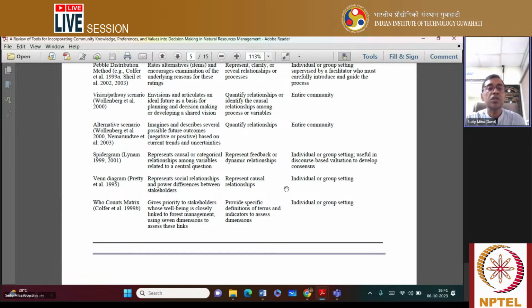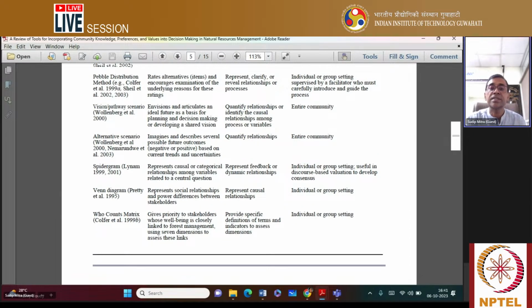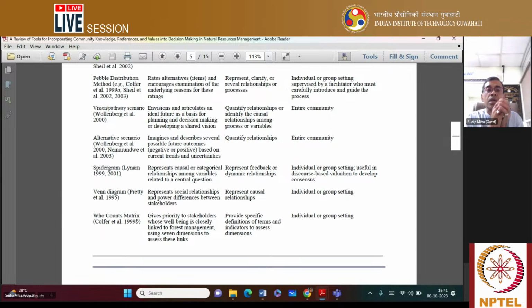Then comes WCM, we call it Who Counts Matrix. This actually gives priority to the stakeholders, meaning the community whose well-being is very closely linked with forest management, using all the dimensions to assess its various valuations and links. So in WCM also it follows an individual and group setting.